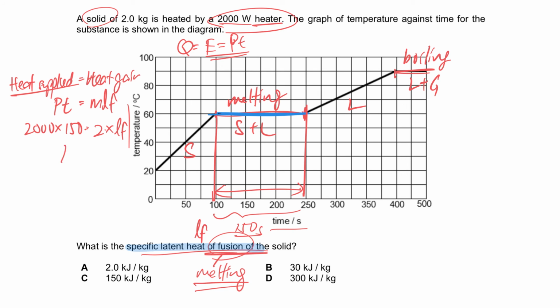If you work it out, your LF will be 150,000 joules per kg. And since the options are in terms of kilojoules per kg, you're going to change it to 150 kilojoules per kg. So the answer will be C.